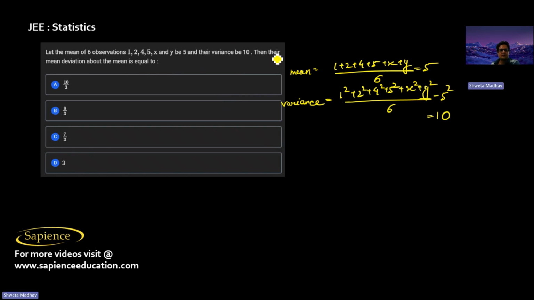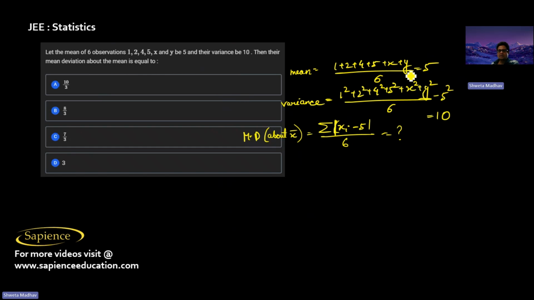Now their mean deviation about the mean will be found. Mean deviation about the mean will be equal to summation of mod of xi minus the mean, that is 5, divided by 6, since there are 6 observations. So this value has been asked.